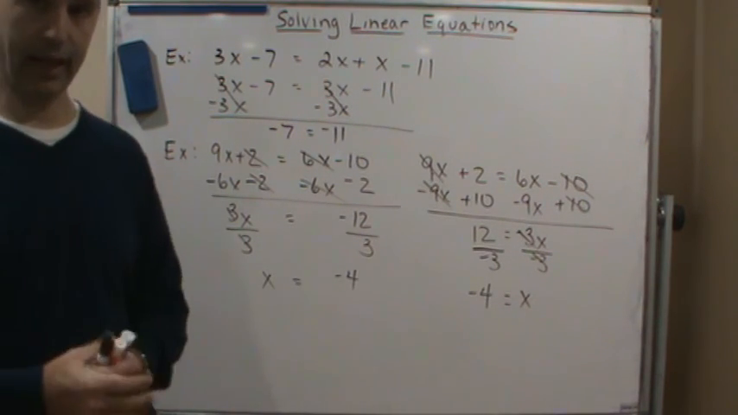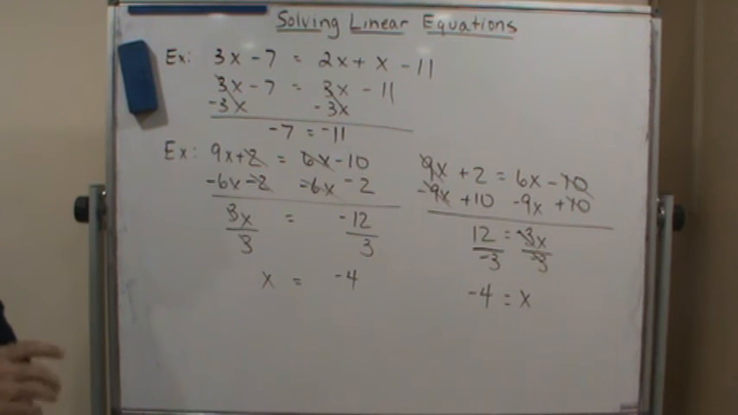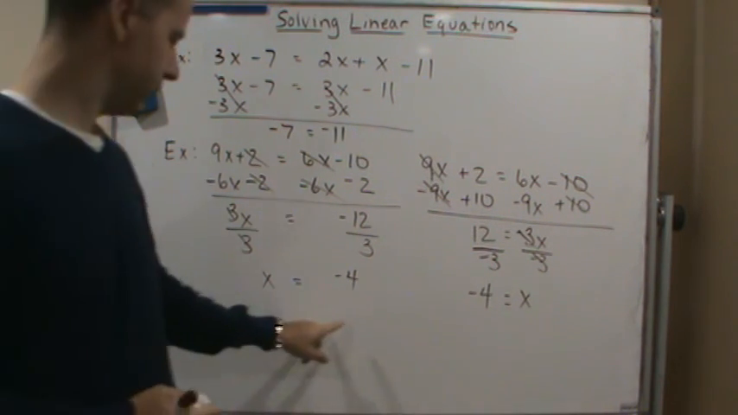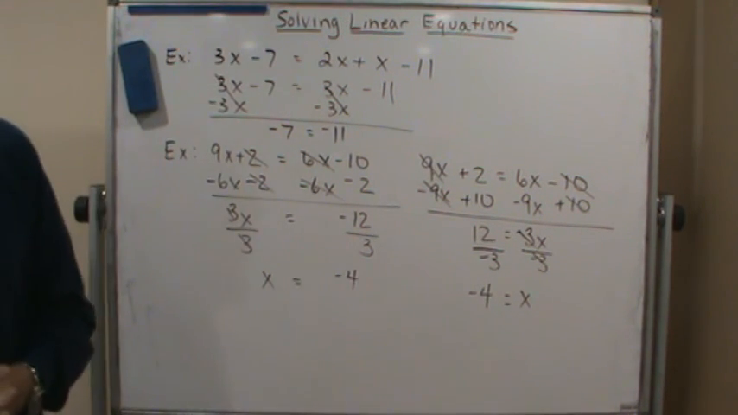Okay, so again, as long as you use the properties correctly and you combine like terms correctly and you use the axioms correctly, you'll get the same answer. It might be switched, but that's okay.